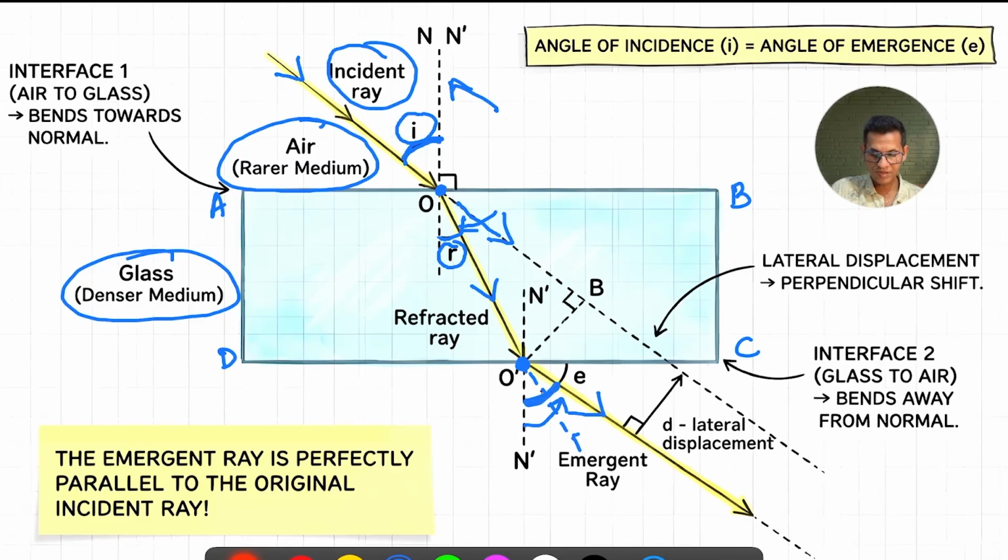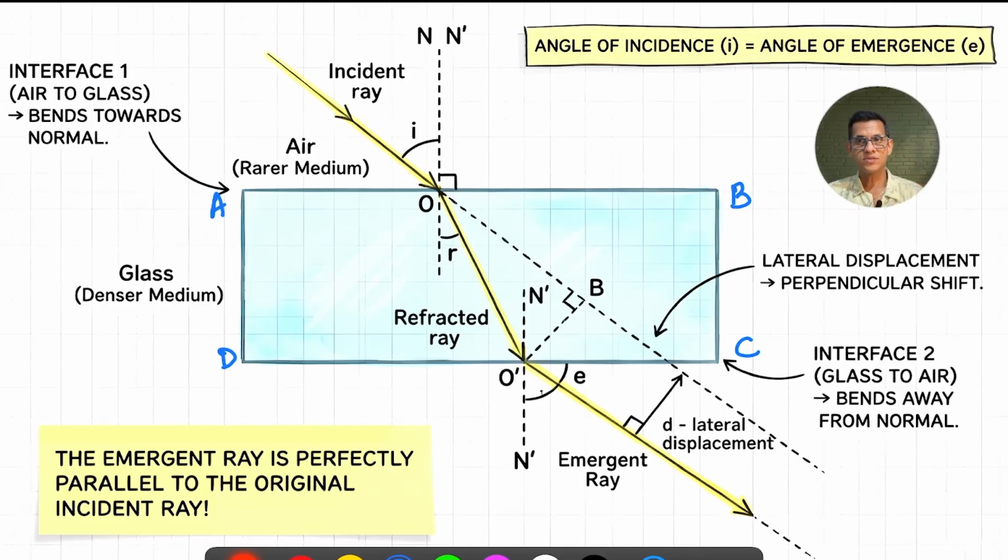So here, by the way, we'll get an angle of incidence, and it forms another angle here with this particular normal. We call this the angle of emergence. So remember, whenever a light ray passes from a denser medium to a rarer medium, it bends away from the normal.